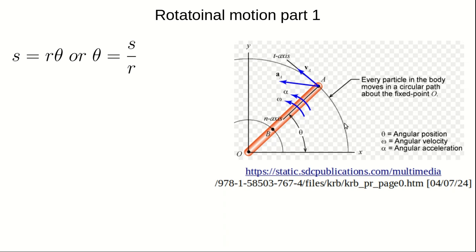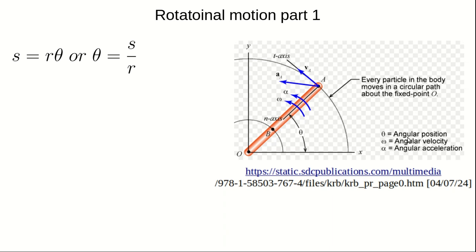So the connection between the arc S, theta, and the radius of the rod R is given by this expression here. So S equal to R theta, or theta equal to S all over R.